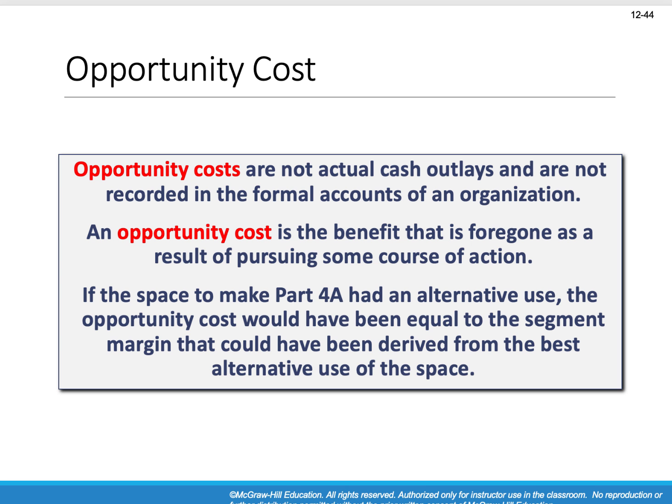Okay, so let's say, for example, that the space that this company uses to make Part 4A had an alternative use, right? They could rent it out. They can use that space for some other means. Okay. If it had an alternative use, we would actually have to include the opportunity cost, okay, in that scenario.